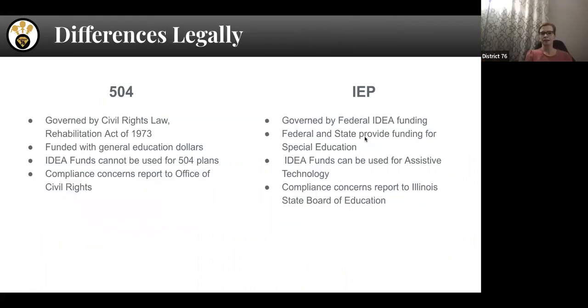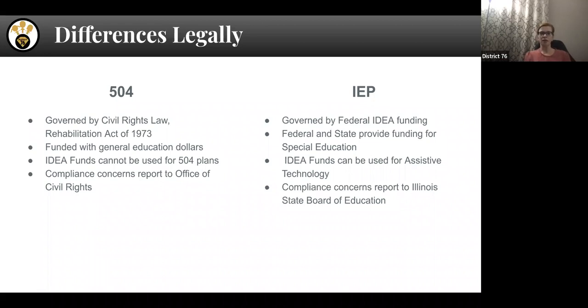So then when we look at it legally, there are some really significant differences. In our 504, it's governed by the Civil Rights Law of the Rehabilitation Act of 1973. And it's funded with general education money and IDEA funds, which is actually the IEP money. It cannot be used for 504 plans. And the compliance concerns actually go to the Office of Civil Rights, whereas we will talk about in just a second with an IEP that it actually will go to the Illinois State Board of Education.